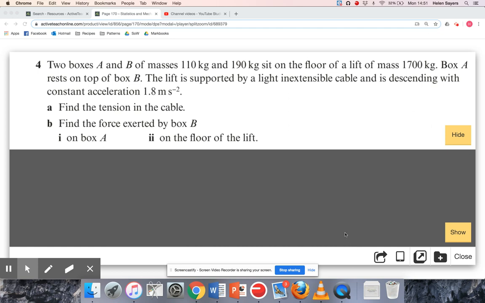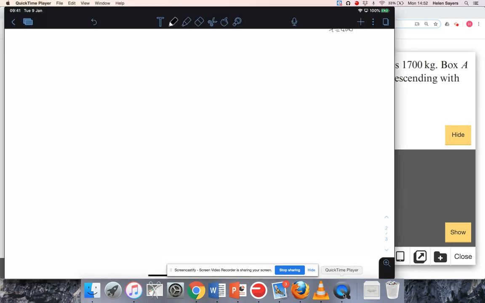Okay, so here we've got a lift with two boxes on the floor of the lift, one on top of the other. There's a light and extensible cable, and we're told the acceleration with which the lift is descending, so it's going down. So first thing I need to do is find the tension of the cable. To do that, I'm going to model the lift just as one body, the lift and its contents combined.